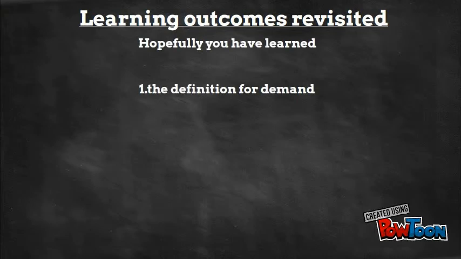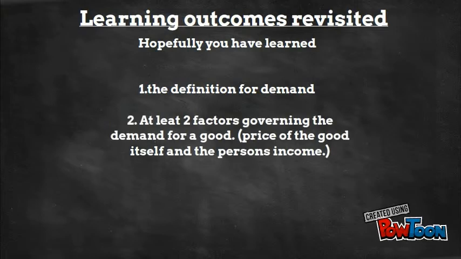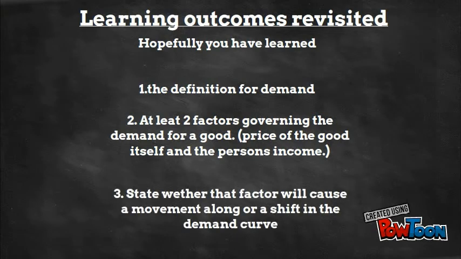So, the learning outcomes again. Hopefully you have now learned the definition of demand, and at least 2 factors governing demand of a good, so the price of the good itself and a person's income. Finally, you should be able to state whether that factor will cause a movement along or a shift in the demand curve.